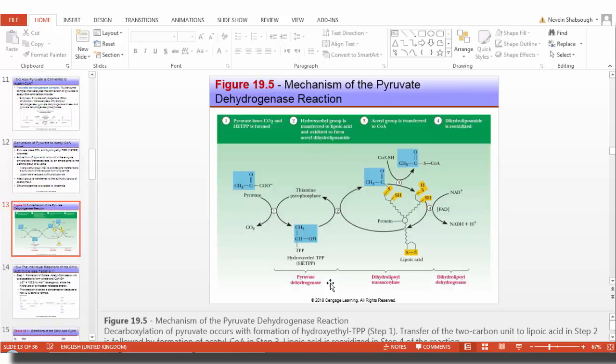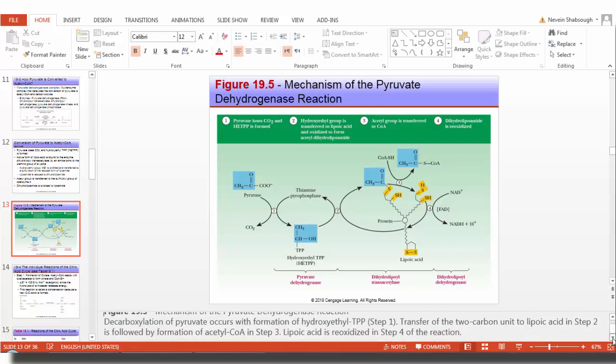If we look at the mechanism here, we have step 1 here. You see the decarboxylation of pyruvate occurs through the formation of hydroxyethyl TPP, then transfer of the 2 carbon unit to lipoic acid in step 2, followed by formation of acetyl-CoA here, and then lipoic acid is reoxidized in this last step.